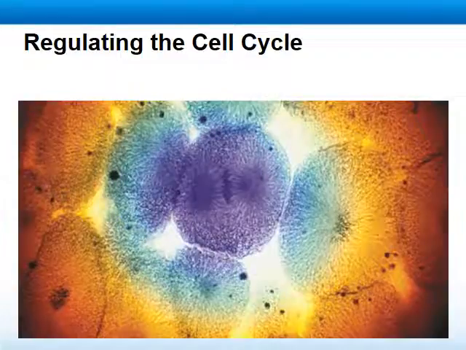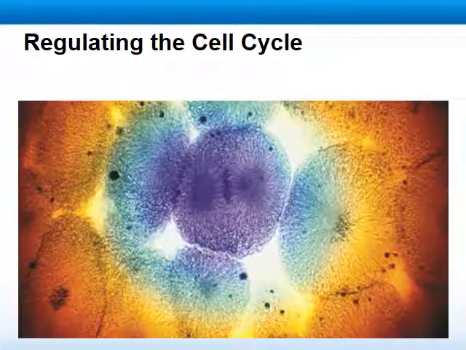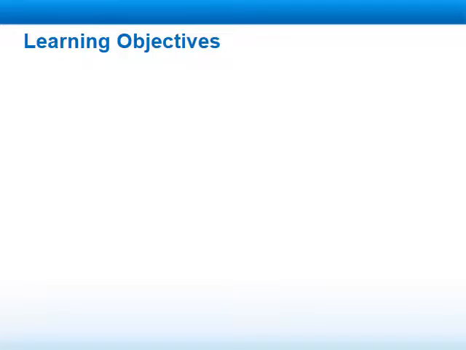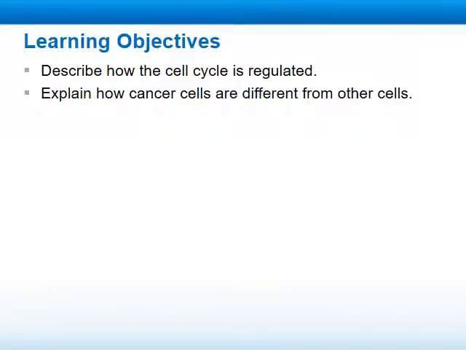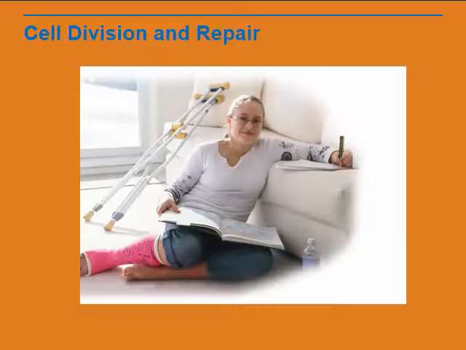All right. Now we're going to go into this brief part of our lesson, talking about how this whole big process is regulated. What does regulation mean, first of all? When you regulate something, you control when certain things happen or when certain events occur. So we're going to look at the cell cycle again and see what regulates certain events. We're not going to spend a lot of time on this portion of your lesson, because I just want to point out two events that really control or regulate the cell cycle. You should be able to describe how the cell cycle is regulated and explain how cancer cells are different from other cells in your body.